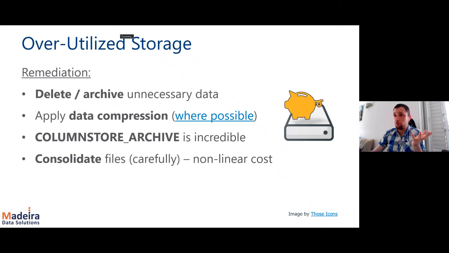And as I said, you could consolidate files into larger disks. As I said earlier, the cost would usually be non-linear, so you would actually save money on that.